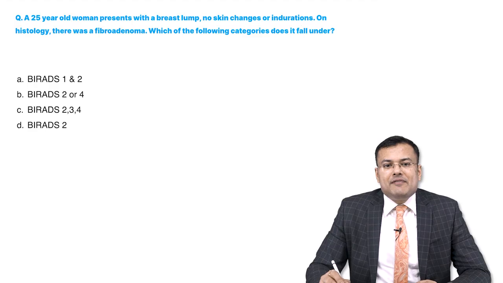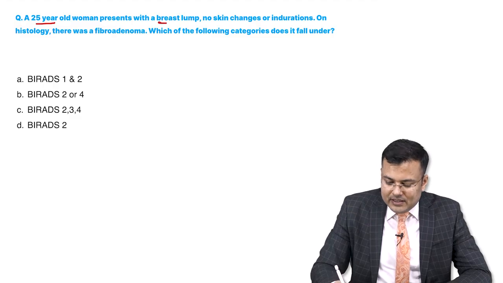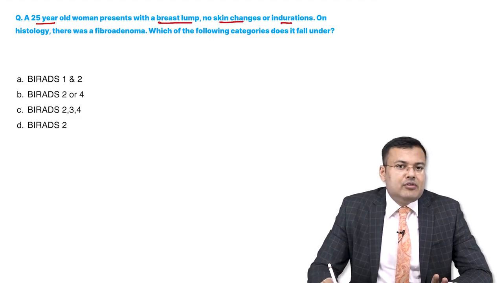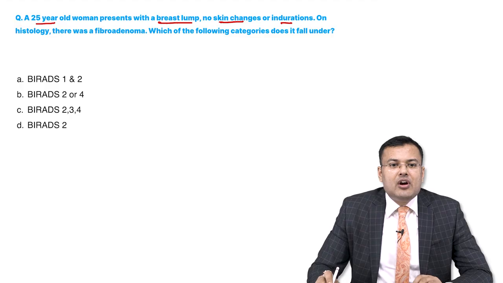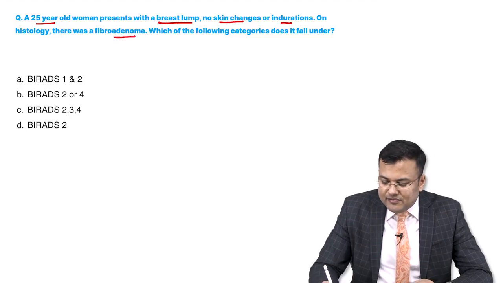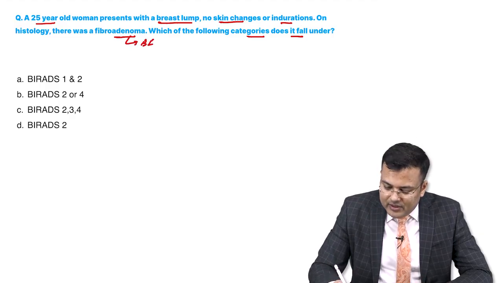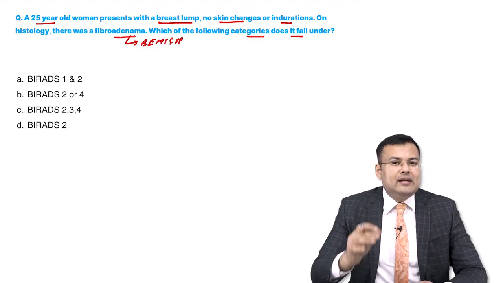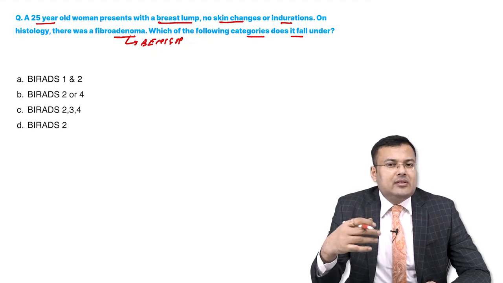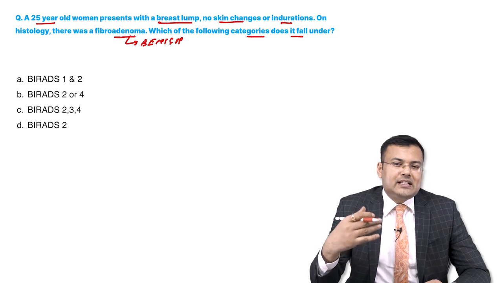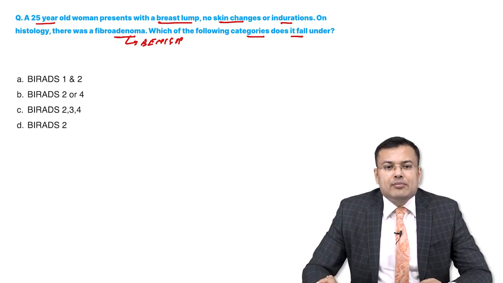Now see this question. A 25 years old young woman presents with breast lump. There are no skin changes or induration. On histology, it's fibroadenoma. Which of the following category does it fall? So fibroadenoma, you know, it's a benign lesion. If you see BI-RADS category 0, incomplete assessment, 1, negative, 2, benign, 3, probably benign. Category 4 is suspicious. Category 5, highly suggestive of malignancy. Category 6, biopsy proven malignancy.